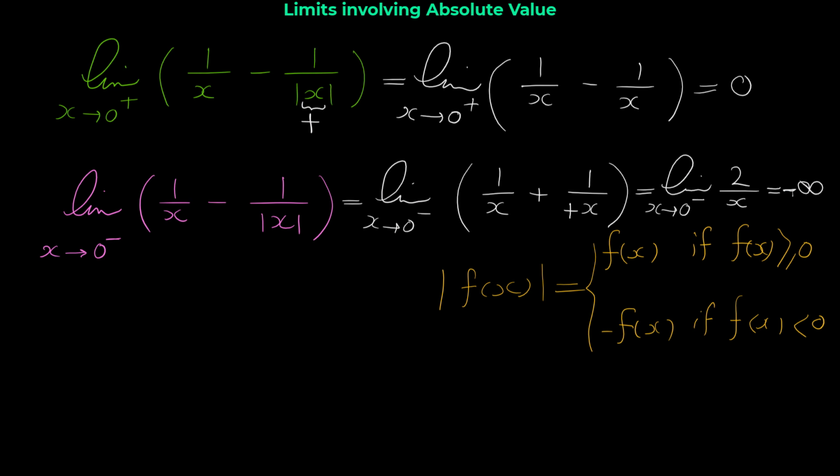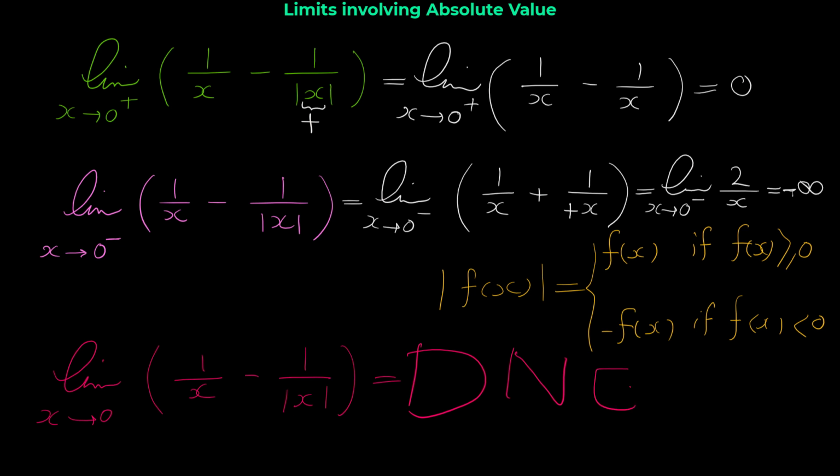The right limit of the expression was 0. The left limit of the expression is negative infinity. So we have completely different answers. So if we want to find the limit as x approaches 0 from both sides of 1 over x minus 1 over absolute of x, what would the answer be? The answer is simply that the limit does not exist, because the left limit and right limit are different, and when this happens the limit does not exist.